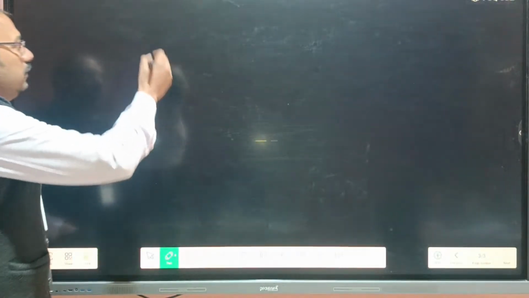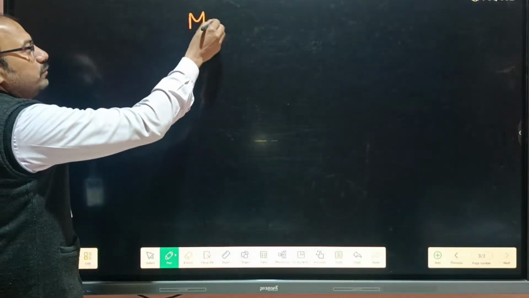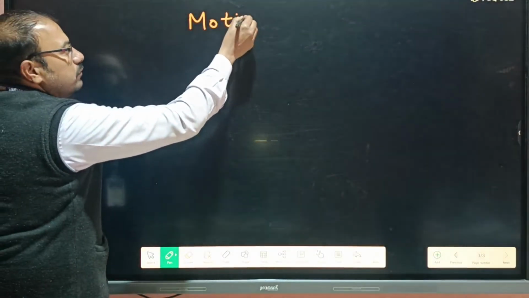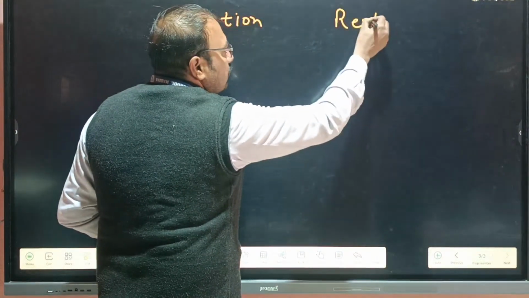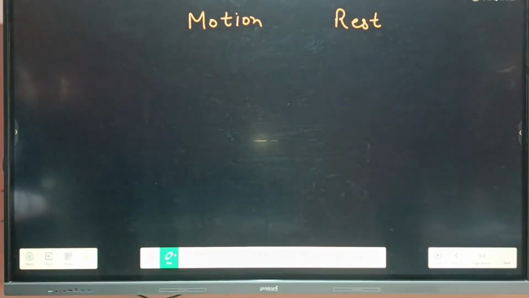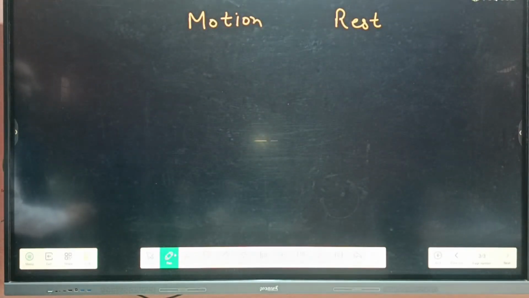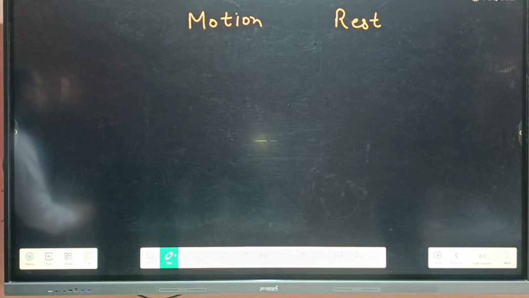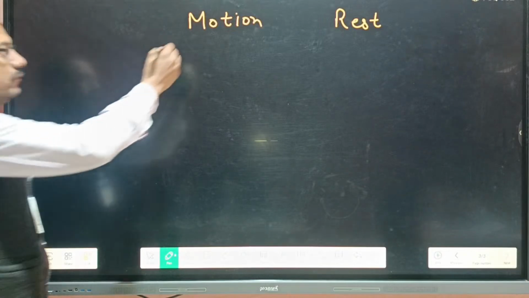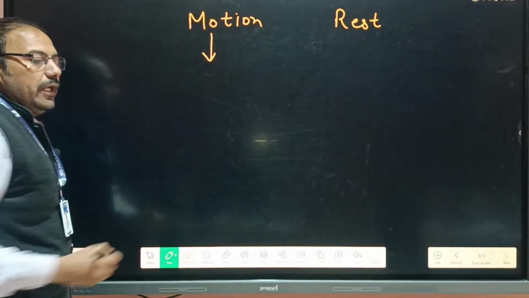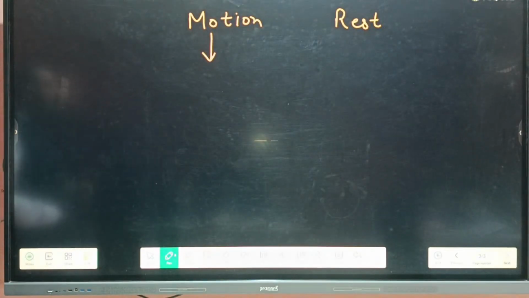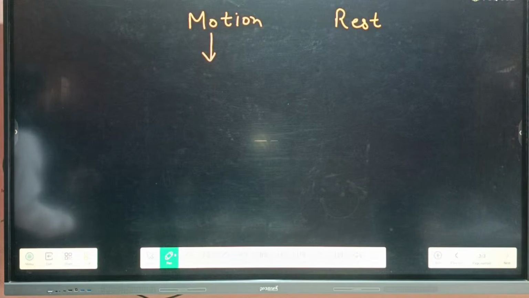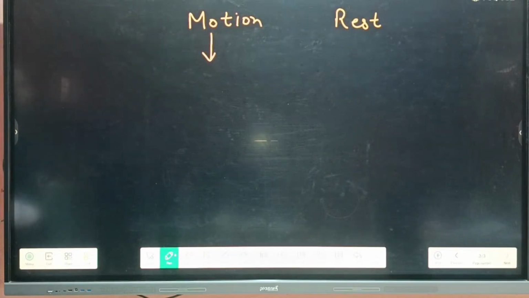So there are two terms. These terms are motion and rest. First of all, what is motion? Any object which covers distance in a particular time, or that changes position with respect to time, we say that object is in motion.